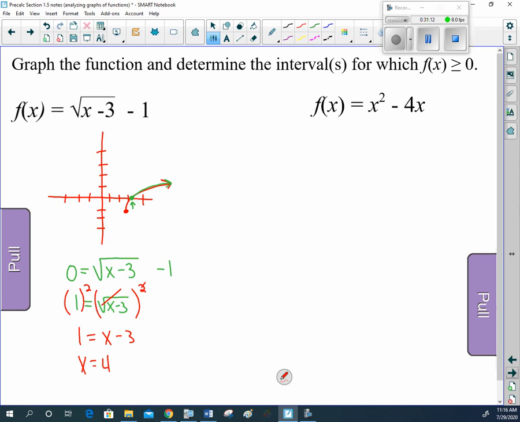So we want to know that interval. Where is it greater than or equal to 0? Well, it's from 4 to infinity. And notice I had to put a bracket because this said equal to 0.